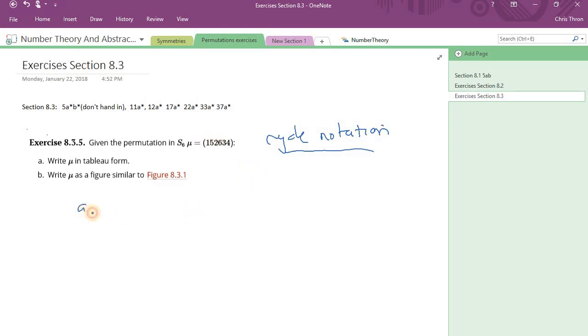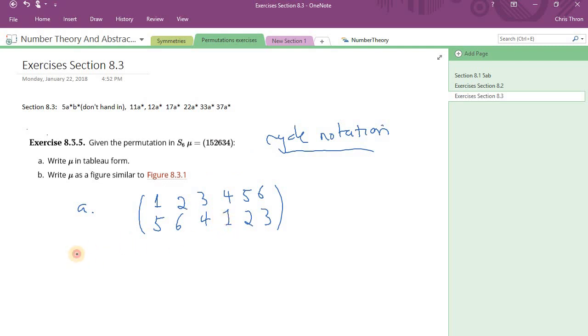So if I was going to do part A, usually when you write a tableau, you list all the elements in order. Now here it says 1 goes to 5, 5 goes to 2, 2 goes to 6, 6 goes to 3, 3 goes to 4, 4 goes to 1. That's how you do it.